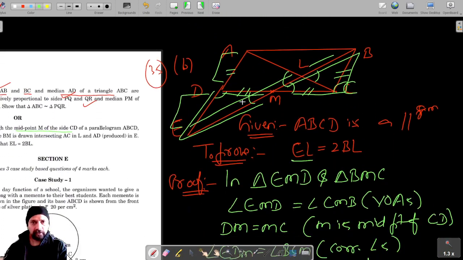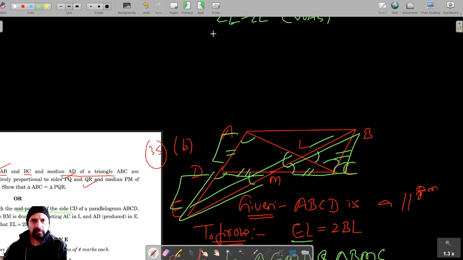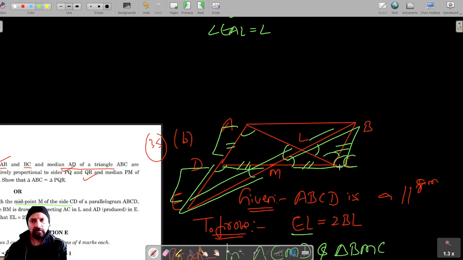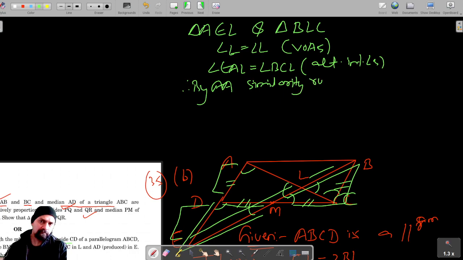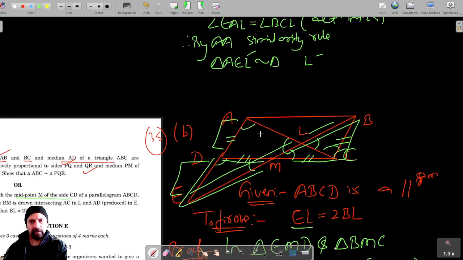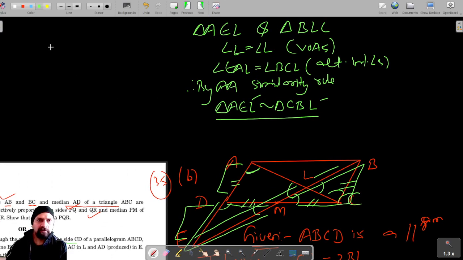Also, angle EAL is equal to angle BCL, and these are alternate interior angles. So these triangles are similar by the AA similarity rule. Let's write the symbolic form correctly: triangle AEL is similar to triangle CBL, with L equal to L and A equal to C. And once the triangles are similar, the corresponding sides are in proportion.